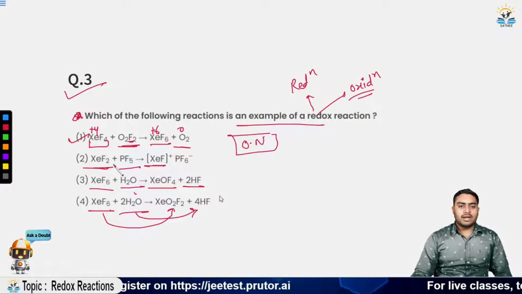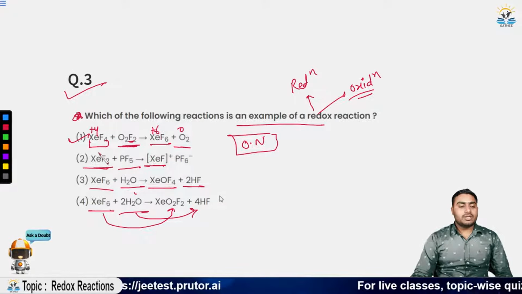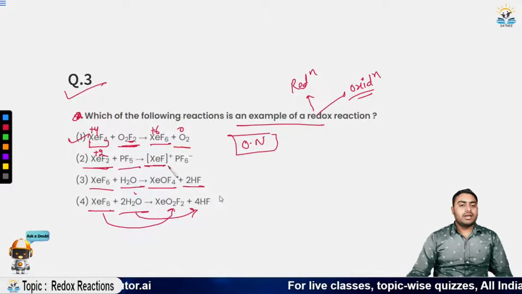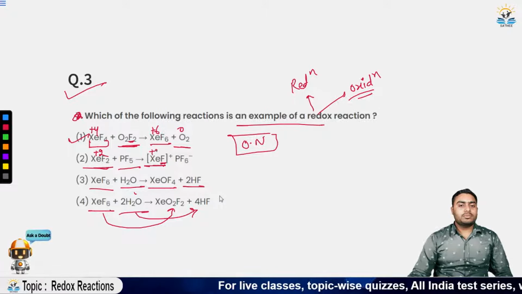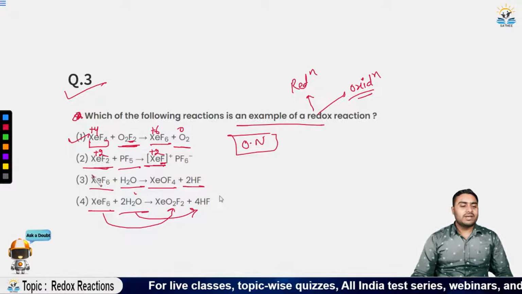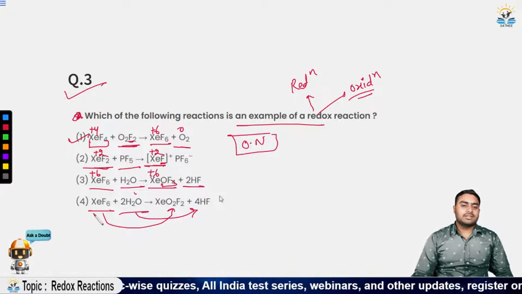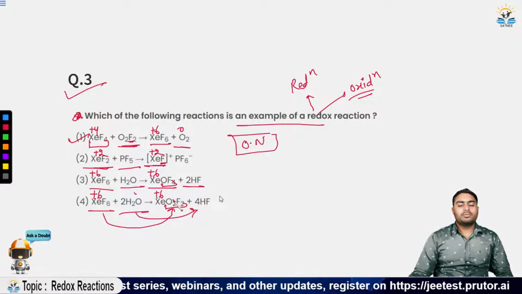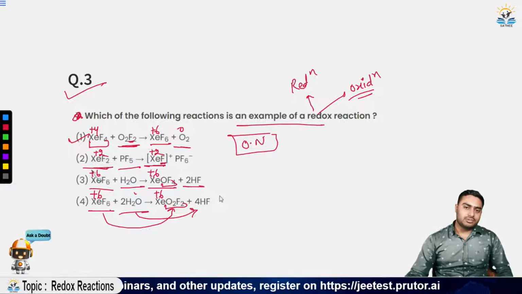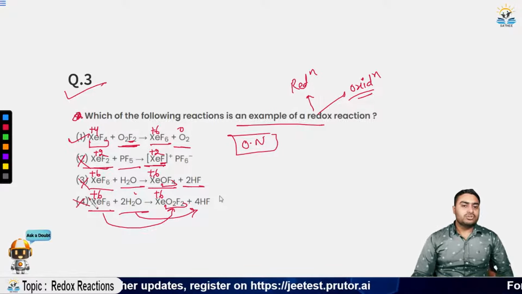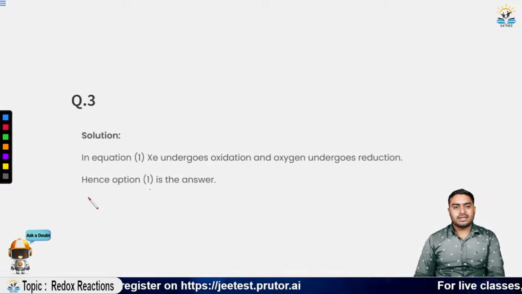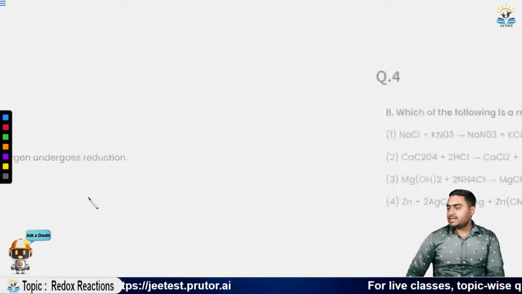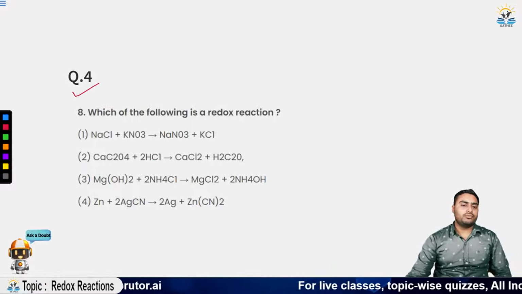Option 1 is the correct answer, not second, because you can see Xe comes out to be +2. Then you can see Xe +6, and again you can calculate Xe comes out to be +6. So you can assume these things. Not second, third and fourth, only first is the correct answer. Question number 3, I hope this is clear. Let's move to the next question number 4.